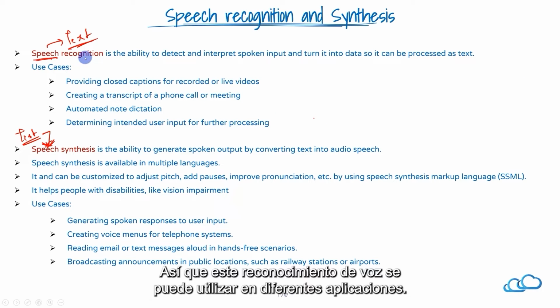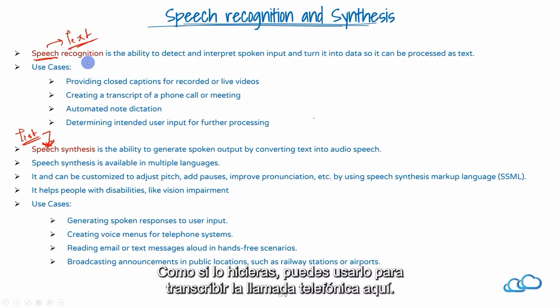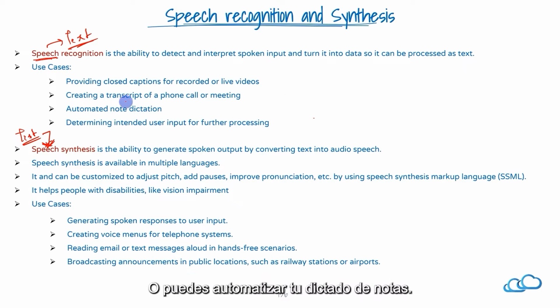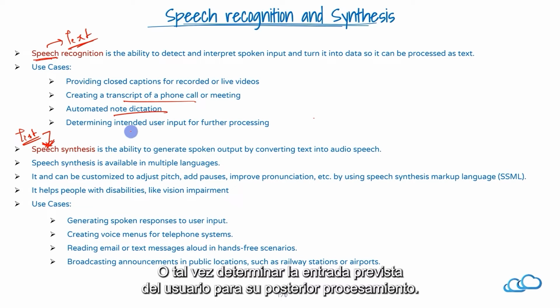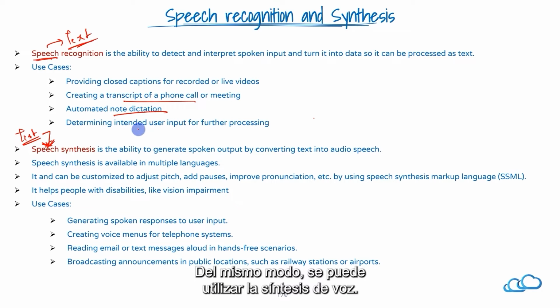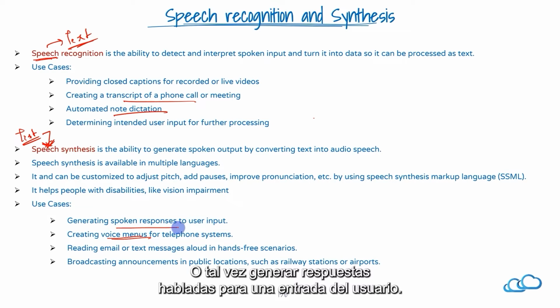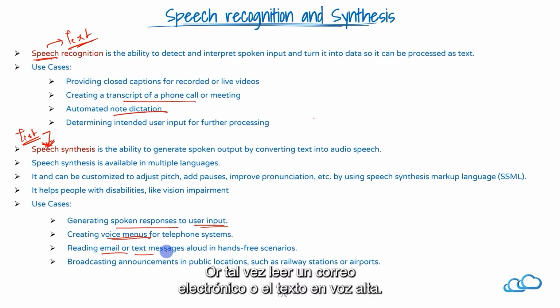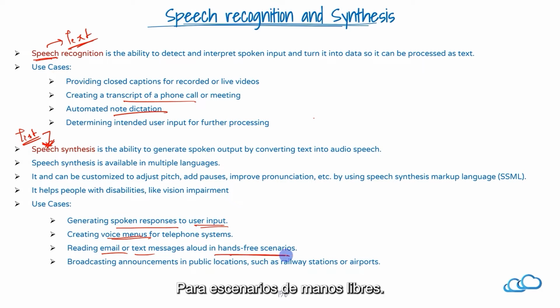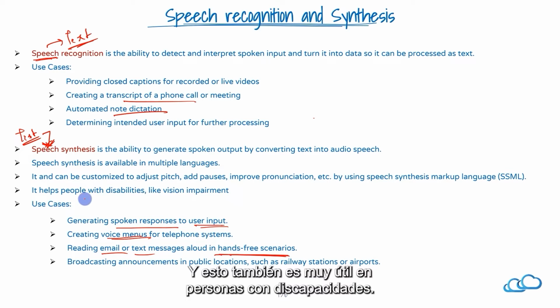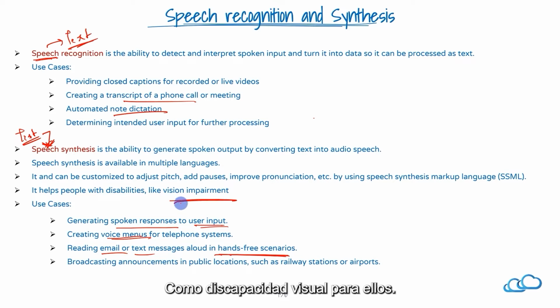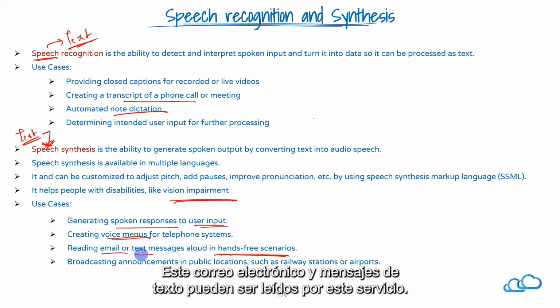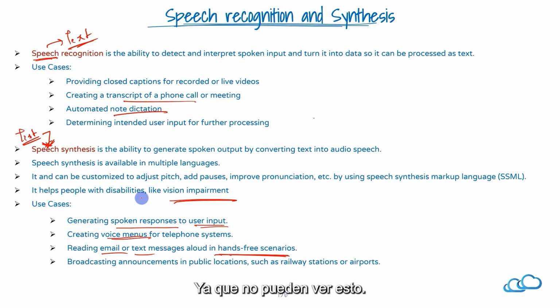So this speech recognition can be used in different applications, like you can use it to transcribe the phone call here, or you can automate your note dictation, or maybe you may be determining intended user input for further processing. Similarly, speech synthesis can be used, for example, in voice menus for telephonic systems, or maybe generating spoken responses for a user input, or maybe reading an email or the text aloud for hands-free scenarios. And this is also very helpful for people with disabilities like vision impairment. For them, this email and text messages can be read by this service since they cannot see this.